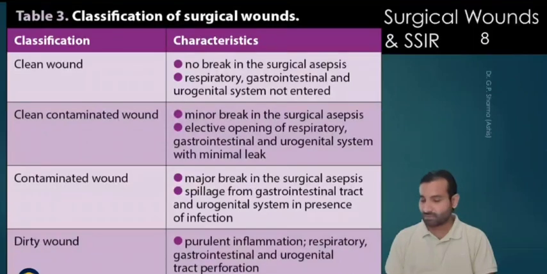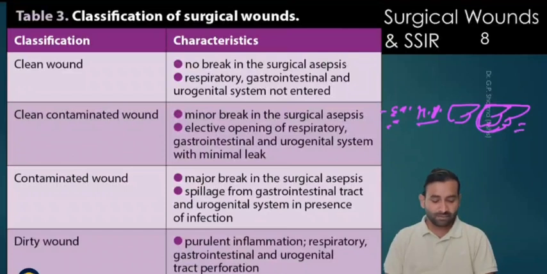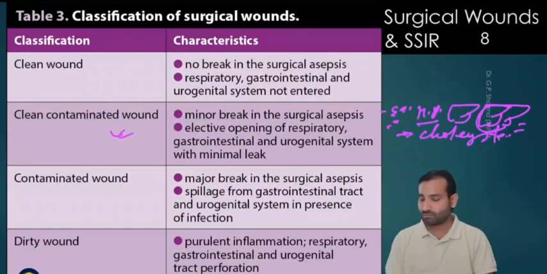Examples of this clean contaminated wound you have to understand. They may ask you in the exam, right? So that is the hepatopancreatic surgery. All of this hepatopancreatic surgery we keep under the clean contaminated wound. Another example you can remember is the cholecystectomy. Hope you understand, right? So these are the clean contaminated wound. Also the elective appendectomy, that is also a clean contaminated wound.